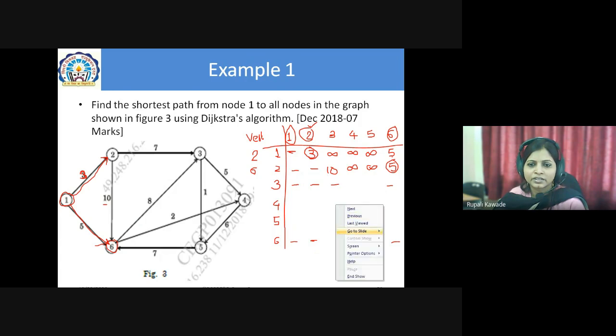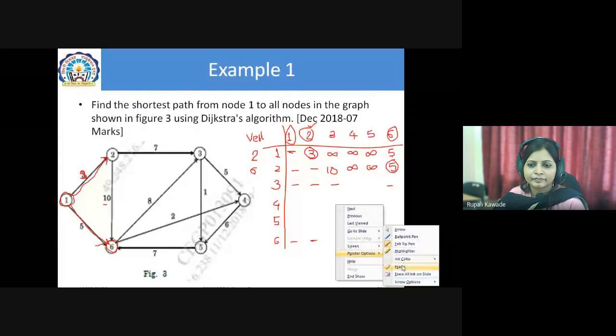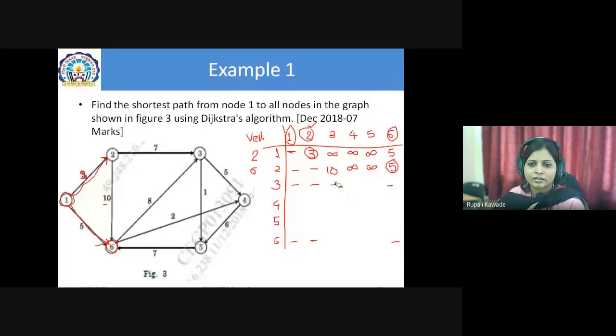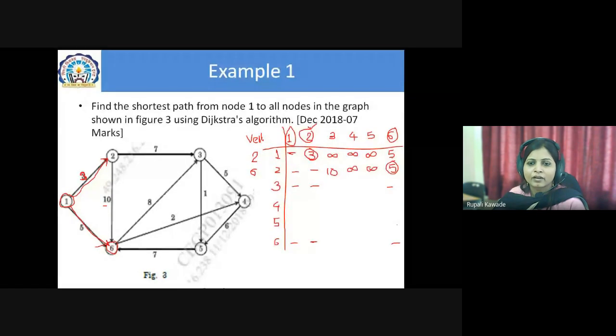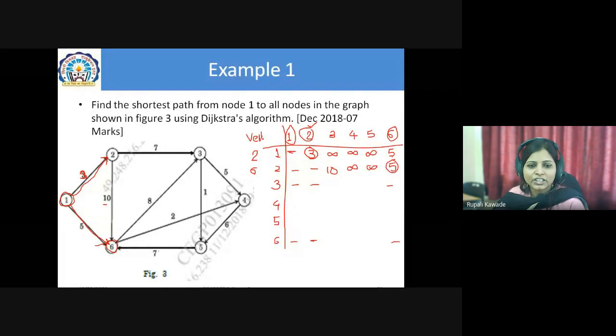Yes, here it is a 10. Wait. Here there will not be a dash. Fine. Okay. Now you can check here the distance of 3 via 6. What is the distance of 3 via 6? 13 is there, right? 8 plus 5, 13 is there.